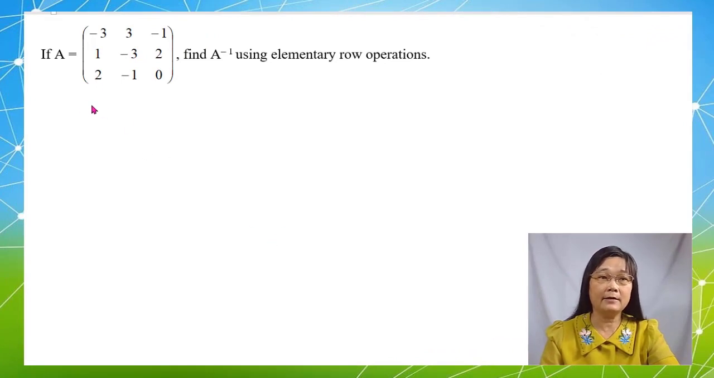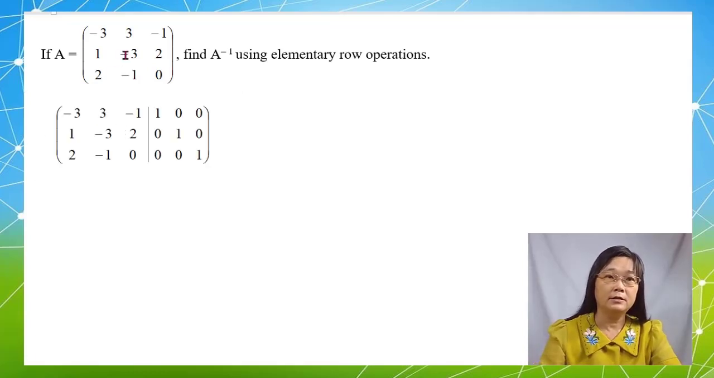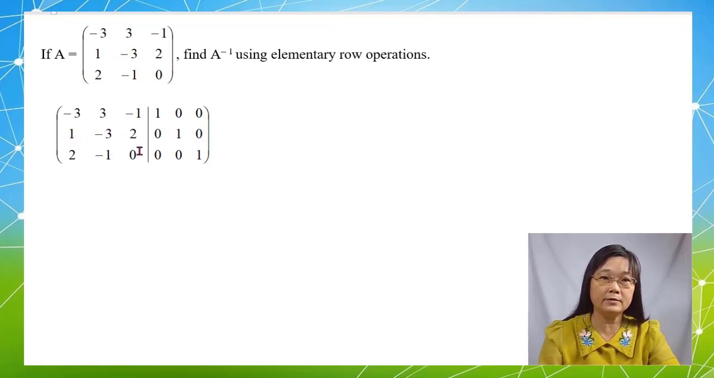Now let's look at this example. It is given that A is a 3 by 3 matrix given here, and find the inverse matrix A by using elementary row operations. To do this, first I need to change this matrix into augmented form, where I combine this matrix with an identity matrix using a straight line to separate them. Then next I need to decide which elementary row operation is suitable.